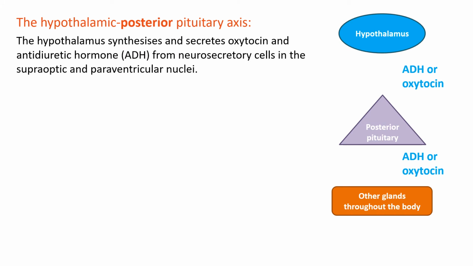The hypothalamic-posterior pituitary axis is in some ways a bit more straightforward. We're only talking about two possible hormones here. The posterior pituitary receives either ADH, antidiuretic hormone, or oxytocin from the hypothalamus. It then secretes that same pair of hormones directly into the circulation. So it's a little bit more straightforward here.